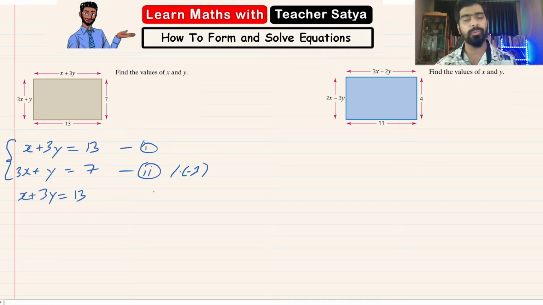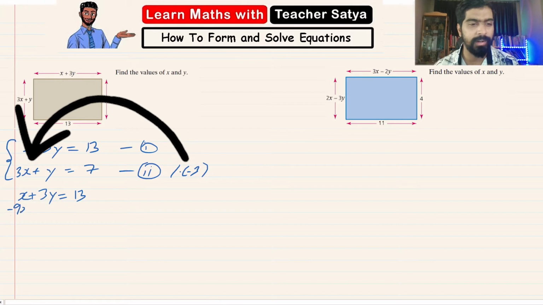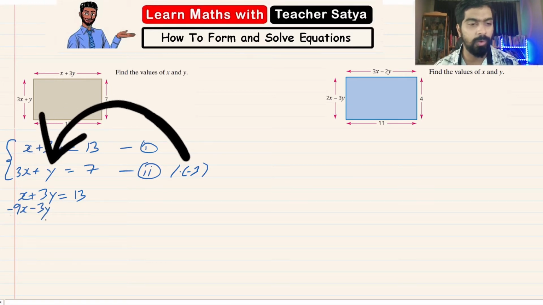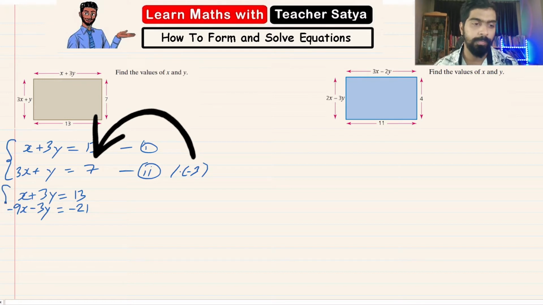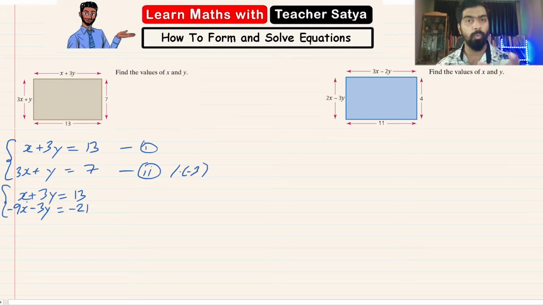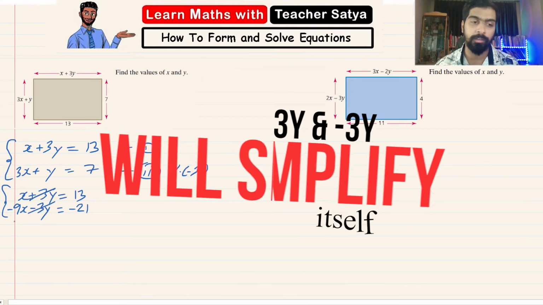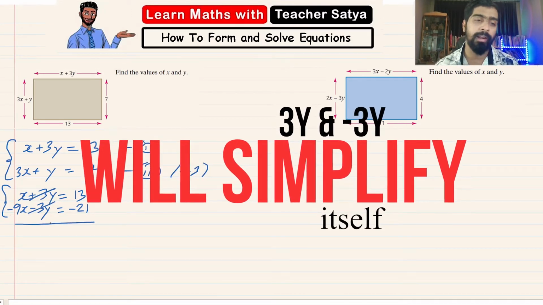Now in the second equation, guys, I'm going to multiply all of the terms by -3. So I'll have -9x, -3y is equal to -21. All right, guys. Now if you take a look at it, you might know why I did that. So 3y and -3y will cancel each other, right? Now let's go ahead and add these terms.